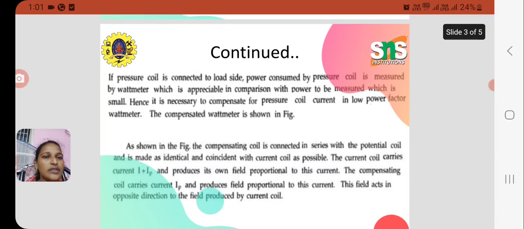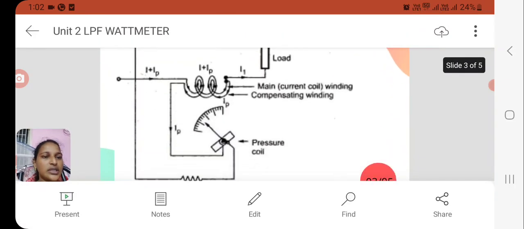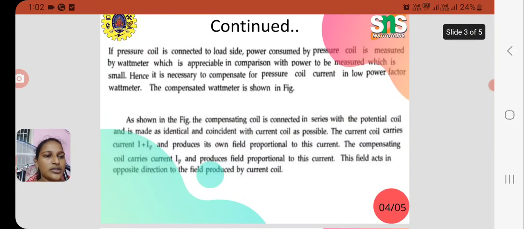So in general, we use the pressure coil on the supply side, but if you use the pressure coil on the load side, then you can easily measure low power factor loads. As shown in the figure, we have used a compensating winding. This compensating winding is connected in series with the potential coil, and is very similar to the current coil. This current coil carries both the current of the potential coil and the total current, and it produces its own field proportional to the current.